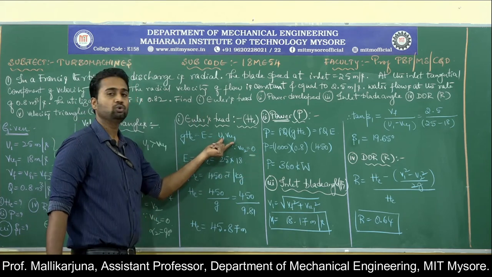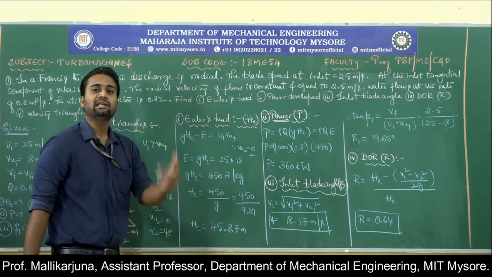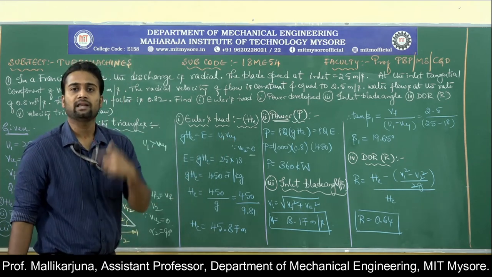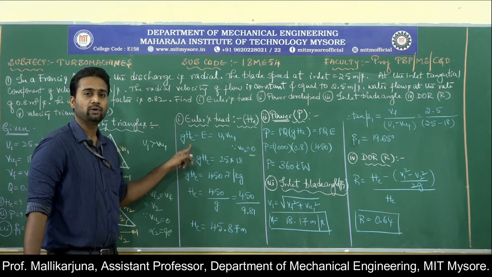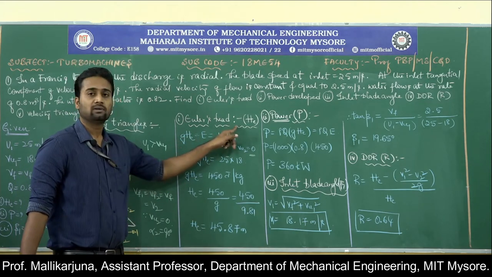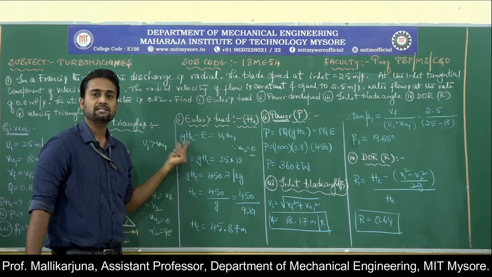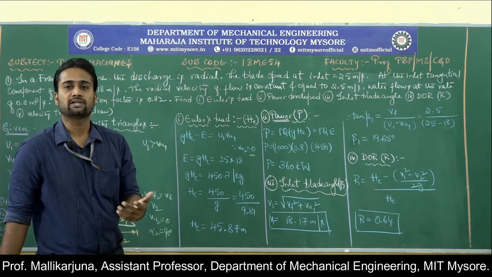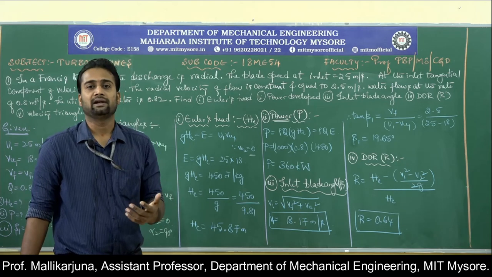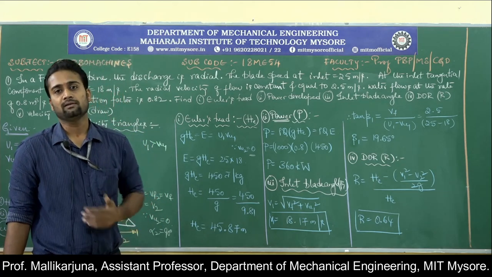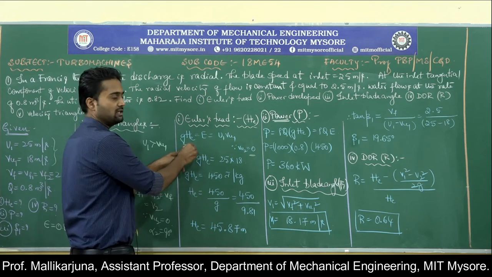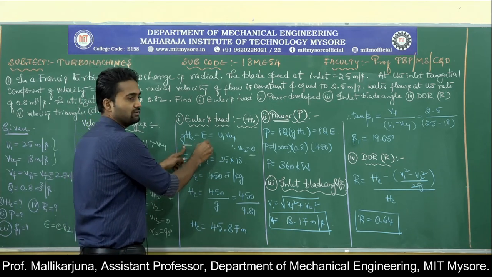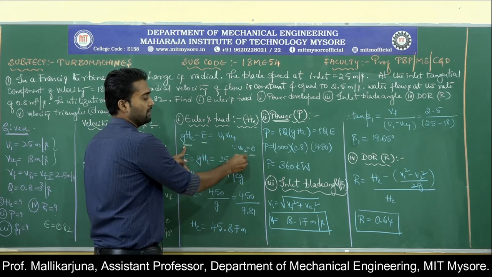I will remain with U1 Vu1. For an incompressible fluid or incompressible flow, E can also be written as g into H. This H is He, Euler's head, which is nothing but the theoretical head which is available for the turbine. So for an incompressible flow, g He itself is the energy transfer, which is equal to U1 Vu1 because Vu2 is equal to 0.